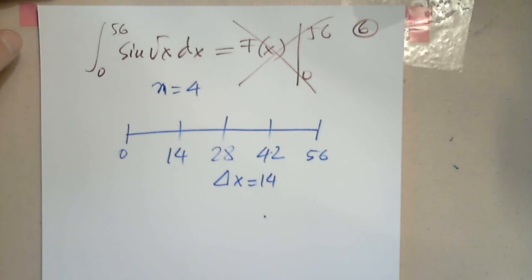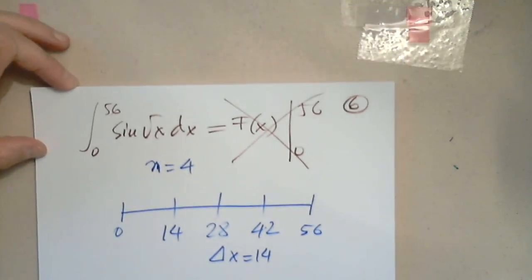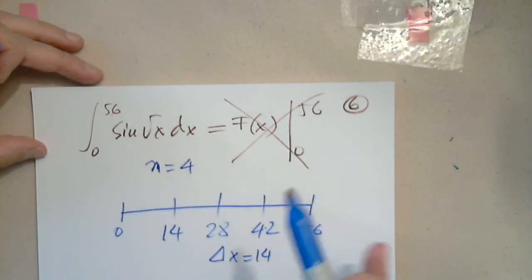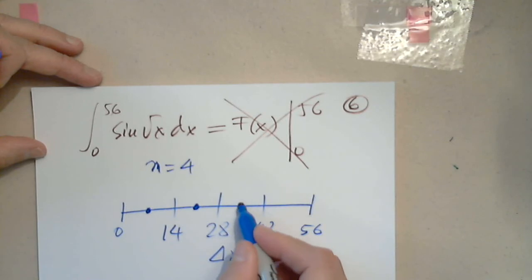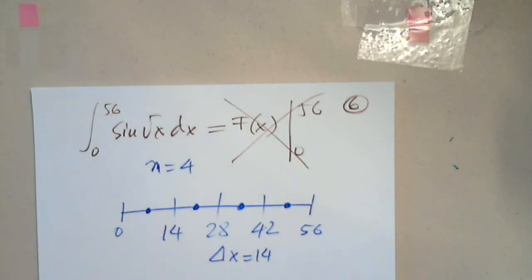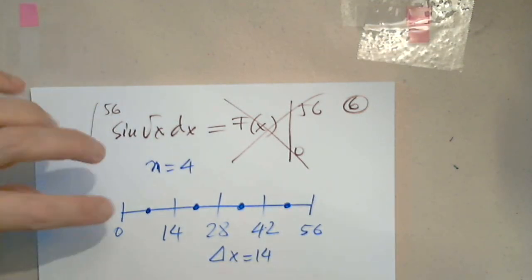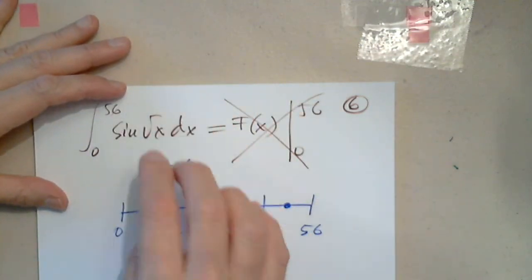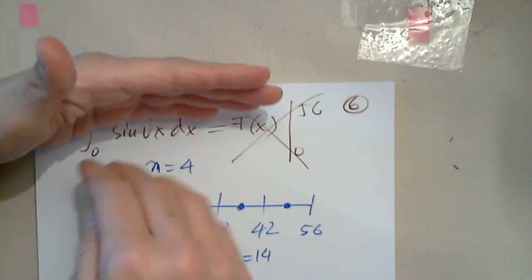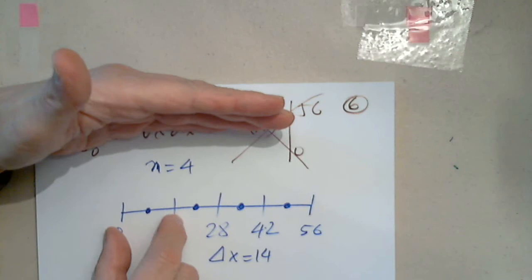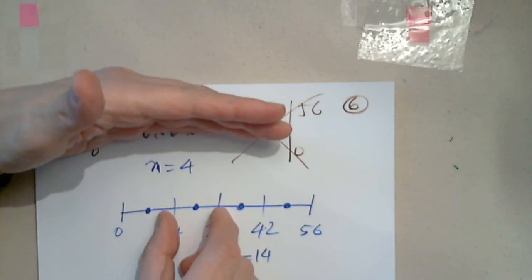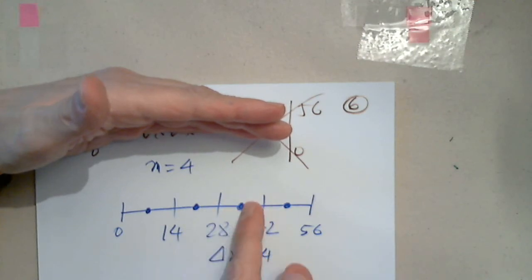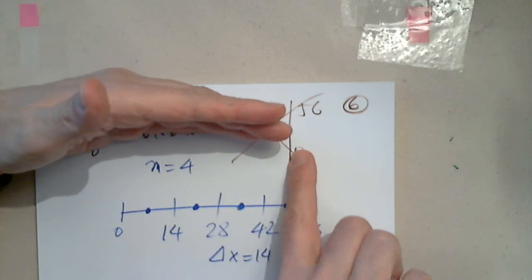Let me go back to the problem. They're asking us to use the midpoint rule. So imagine the function is somewhere here. I don't care. This will be the midpoint. This will be the midpoint. This will be the midpoint. And this will be the midpoint. So I will find the area for this rectangle, the first one. I don't care. The function is somewhere here. As base times height plus base times height plus base times height plus base times height.